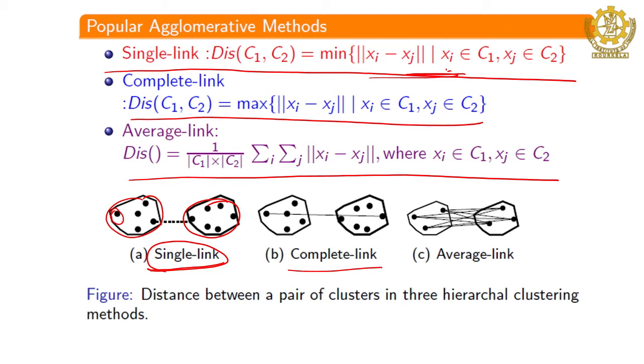Next is complete linkage, or complete link. Complete link is just the opposite of single link. It is the maximum distance between the 2 points. Here it was minimum, here it is maximum. And next is the average link.